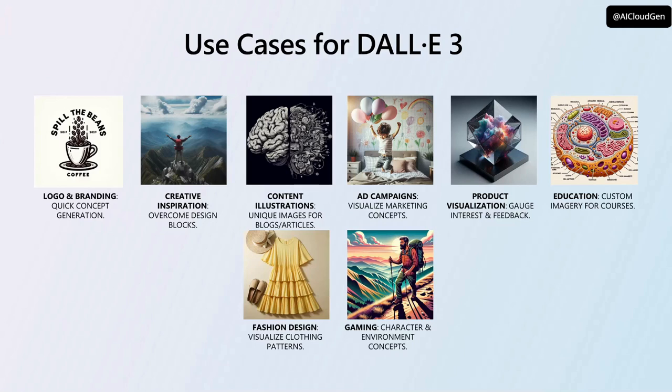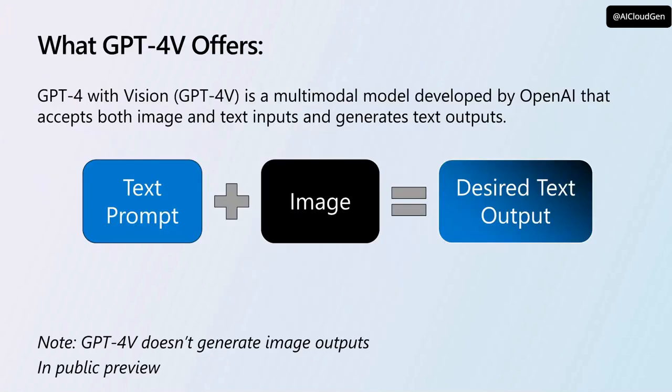So GPT-4V, or basically what we call GPT-4 with Vision, is a multimodal model developed by OpenAI, and it can accept both image and text inputs, and it also generates text outputs. So one thing to keep in mind is that GPT-4 Vision doesn't generate image outputs. You can provide images as inputs, but you can't use them as outputs currently. So that is something to keep in mind.